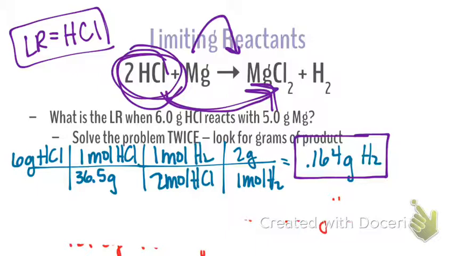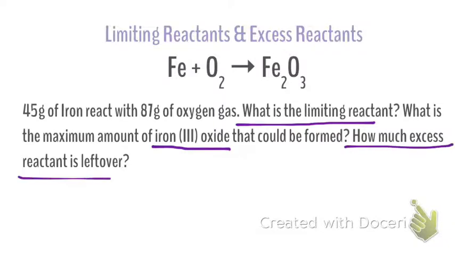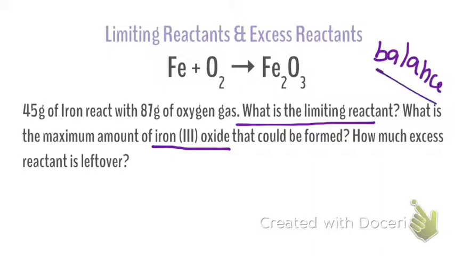Do you want me to say that again? Once you know what your limiting reactant is, every chart should start with that. Feeling good? You're going to get through what's the limiting reactant and what's the maximum amount of iron oxide that can be formed on your own, and then I will help us answer the last question here. This one only has one product, so it doesn't matter. I don't think it's balanced. You need to balance this first. And then I will help you with the very last question, so go ahead and start.